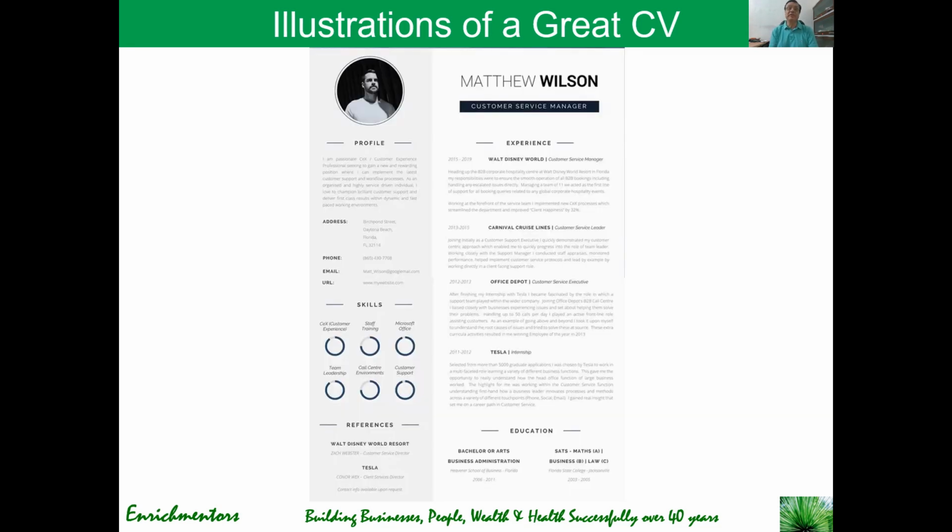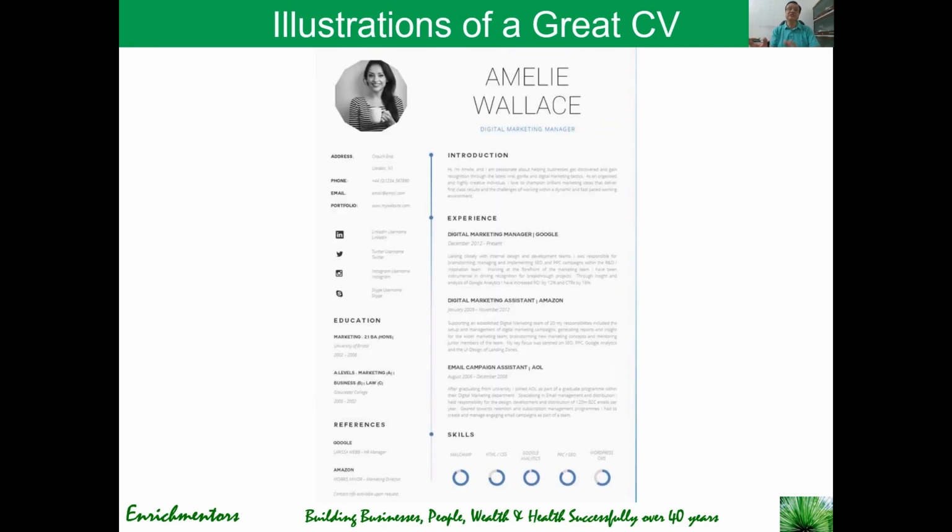And I'm showing you a great CV picked up from the internet, Matthew Wilson. And it again has a two column format, picture on the left, profile on the left, and the experiences, knowledge on the right hand side. Again, a very good format. Similarly, Emily Wallace, illustration that you see here.